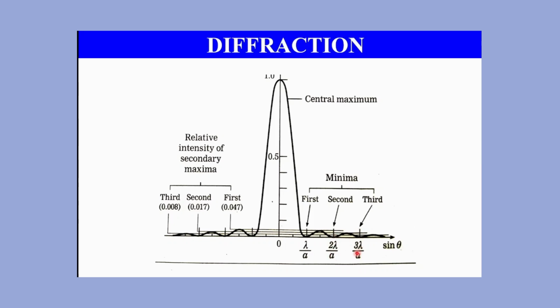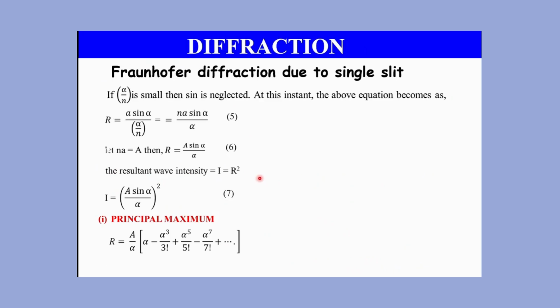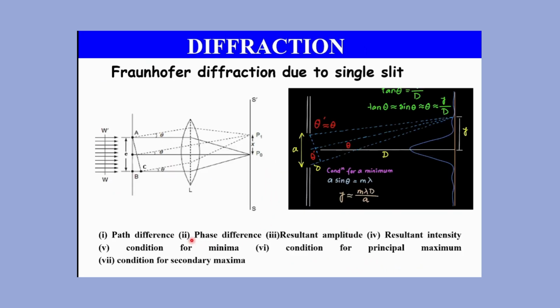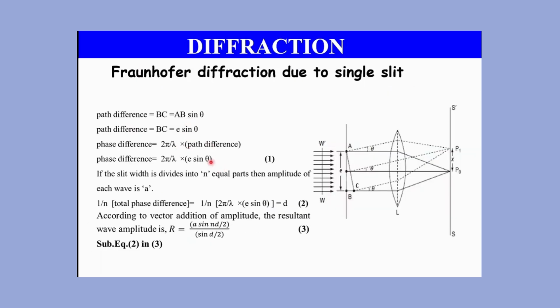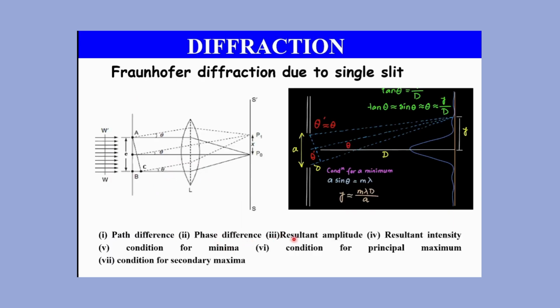This is about Fraunhofer diffraction due to a single slit. In this concept, we found the path difference, that is 2 pi by lambda into E sin theta. Then the second one is the phase difference. Third, the resultant amplitude. Fourth, the resultant intensity at P1. Fifth, the condition for the minima. Sixth, the condition for the principal maximum. And the last one is the condition for the secondary minima. So these are the important concepts for the essay question.